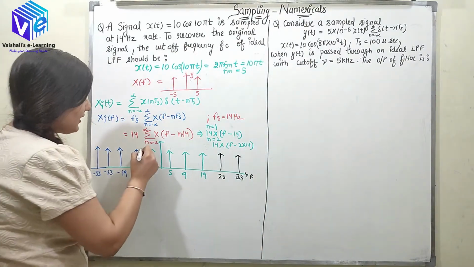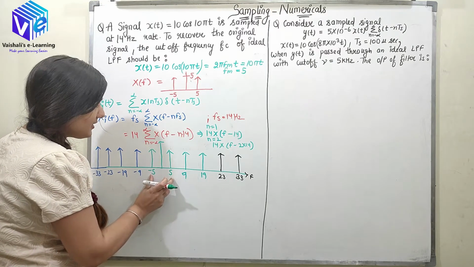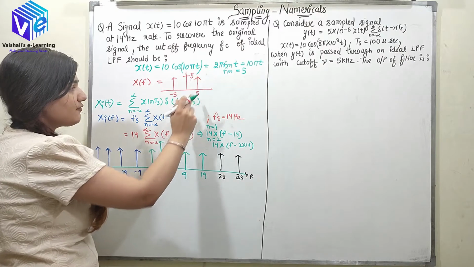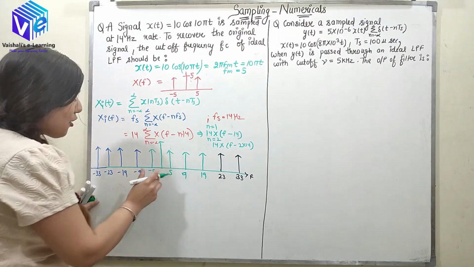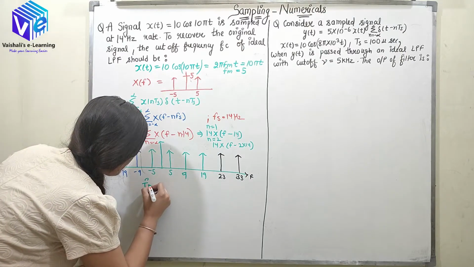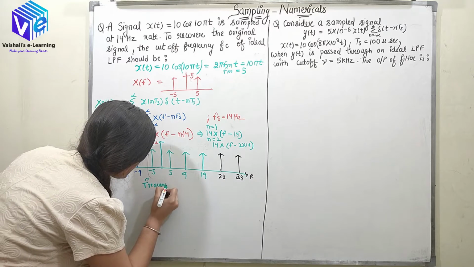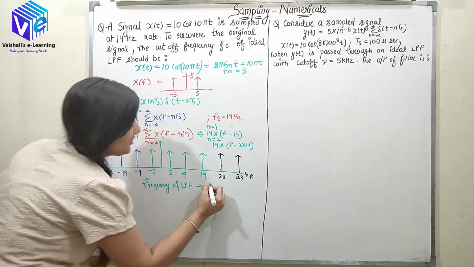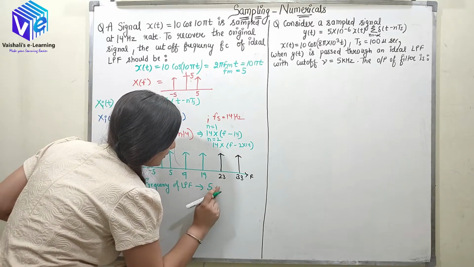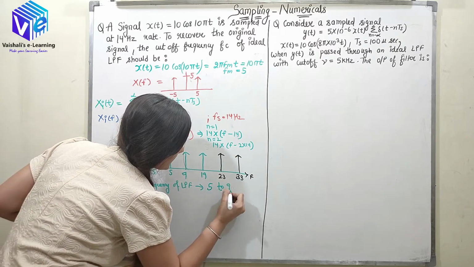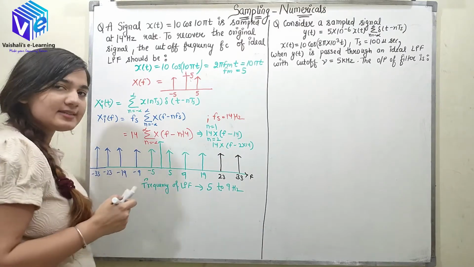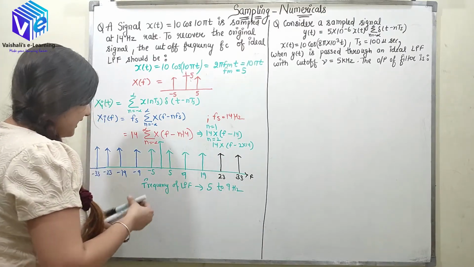So now it should extract this signal, because this was my original signal which is from minus 5 to 5. So now if I take the cutoff frequency of the low pass filter in the range 5 to 9 hertz, at that time I'll extract this signal only.